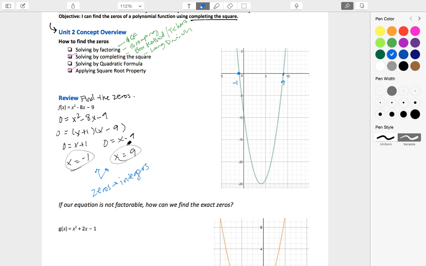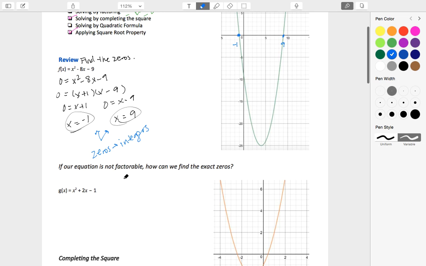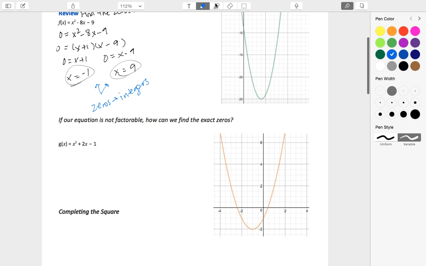So today we're going to explore how we find the exact zeros if something seems unfactorable, or it appears that it doesn't look like it can be factored. So here's a good question. Make sure you write this down in your journal. If our equation is not factorable, how can we find the exact zeros? Okay, and the answer to this is completing the square.